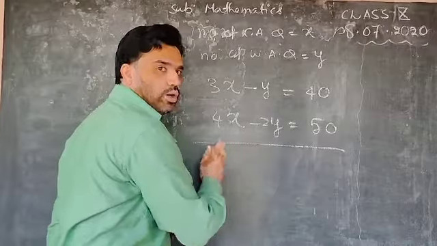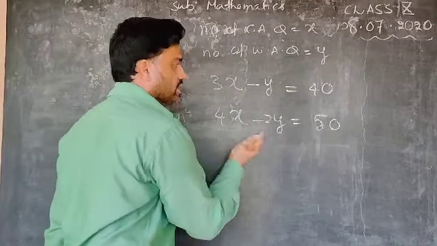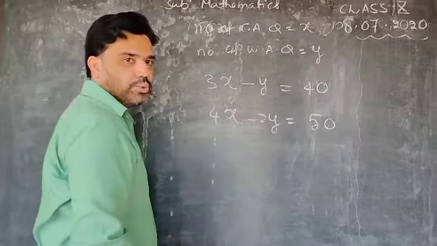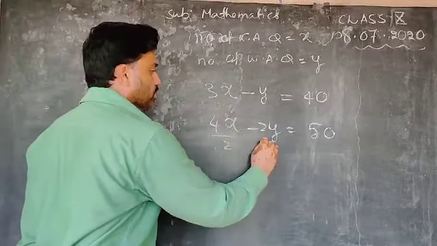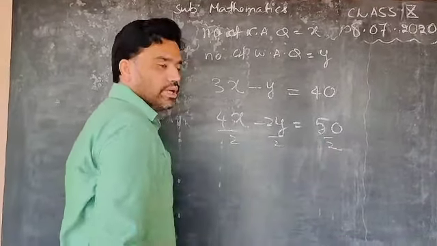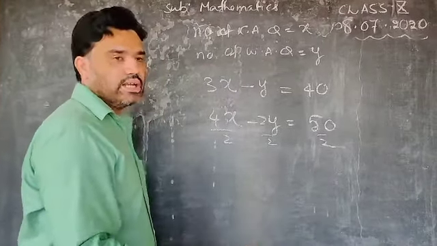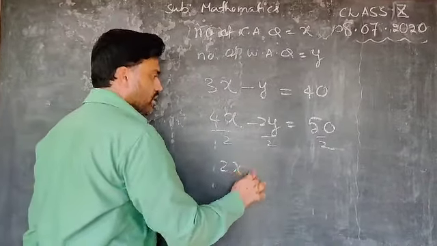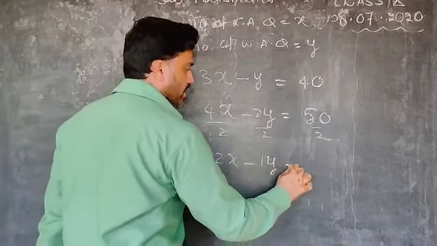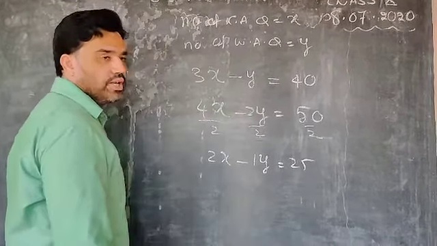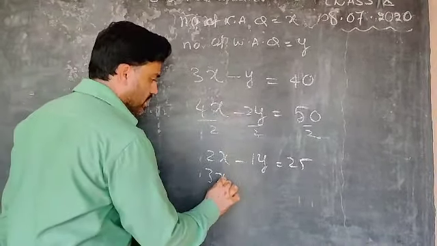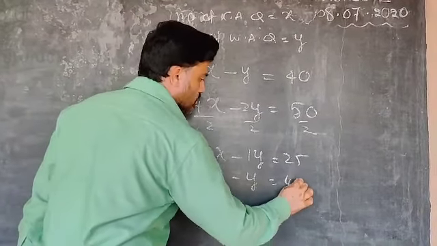So, you can divide the whole equation by 2. Okay, look at this. You can divide the whole equation by 2. So now by 2, by 2, by 2. The whole equation is a multiple of 2, which means we can divide by 2. So 2x, 2 into 1 minus 1y, 2 into 25 is 50. So now write the first equation, 3x minus y is equal to 40.